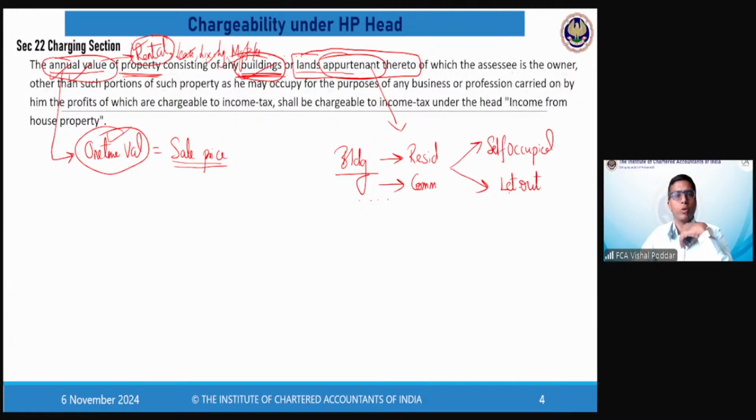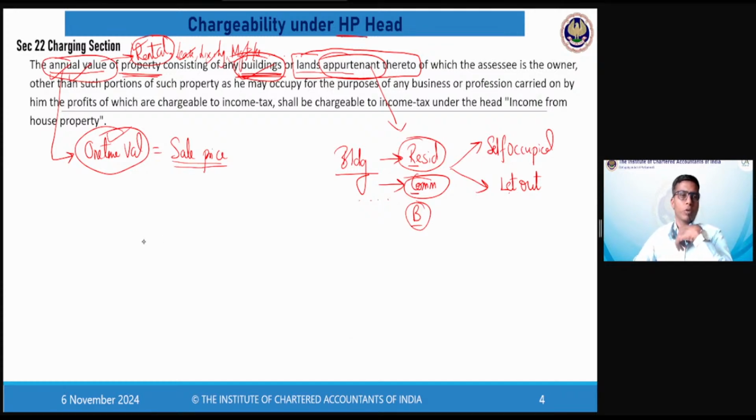Now my first question to y'all: you may write RC, or if you want to say both, you may write B, which means both. Under the head HP, which we are studying, is the rental income of residential buildings only covered, or only commercial buildings rent covered, or both residential and commercial building rents are covered? So Vidushi, I hope this was your question, which you were attempting to ask.